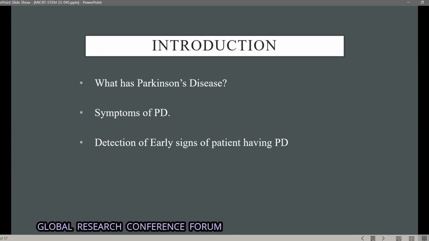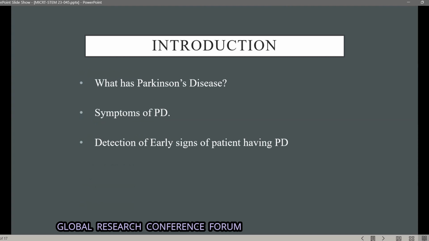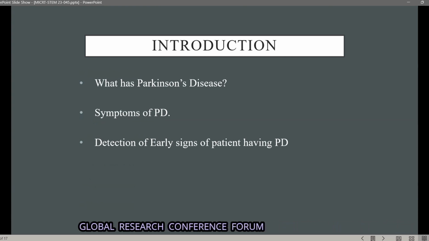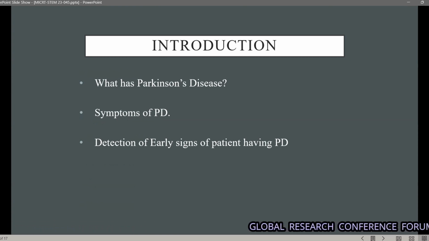So what is Parkinson's disease? Parkinson's disease is a progressive neurological disorder that affects movement and is caused by degeneration of cells in a specific part of the brain. It is characterized by tremors, rigidity, difficulty with movement and balance, and changes in speech and writing. The exact cause of Parkinson's disease is still not well known, but it is thought to be caused by a combination of genetic and environmental factors.